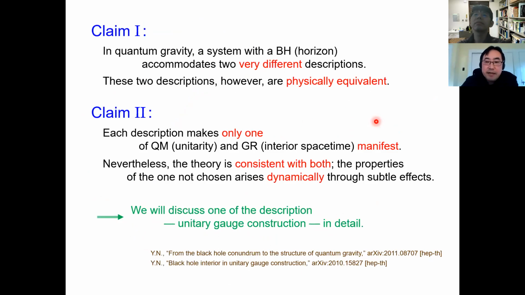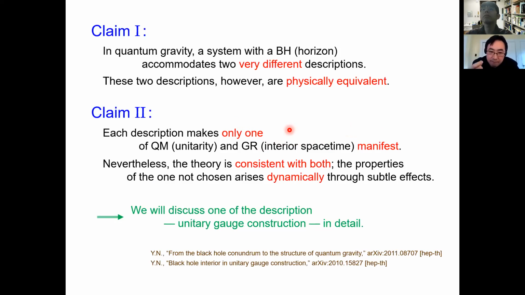So the main claims today are: the first one is that in quantum gravity, a system with a black hole, or more generally with a horizon, accommodates two very different descriptions. Okay? It looks completely different, but the two descriptions are in fact physically equivalent. If you ask any physical question, you will get the same answer, but sometimes in a very different way, apparently. Claim two is that in each description, only one of quantum mechanics or unitarity, or interior spacetime general relativity, is manifest. The other one doesn't seem to be there, but if you think about things carefully, the other feature arises as an emergent dynamical property of the system, whichever one you didn't take as manifest. That arises in a non-trivial way.